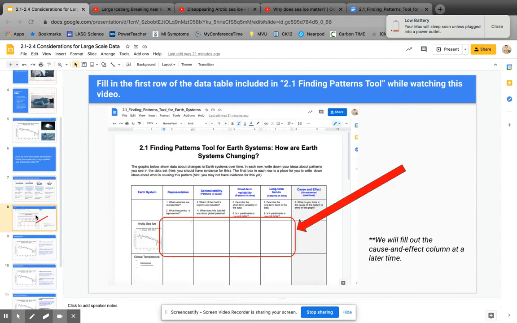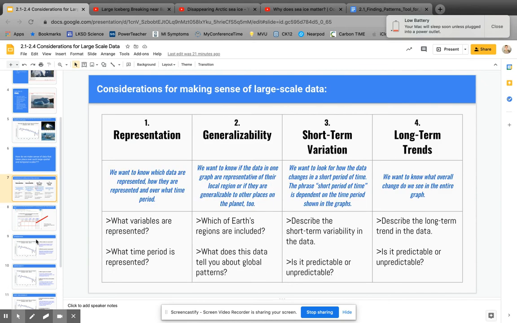I'm going to go through all of the answers for this very first row on the Google Doc that's in this assignment also, called 2.1 Finding Patterns Tool. You are going to be responsible for filling out this very first row as you watch this video, or you can wait and then click through the slides and copy and paste there, whatever floats your boat. I'm not going to do this last column because that's going to happen later in this week. So let's take those 4 considerations and look at Arctic sea ice.